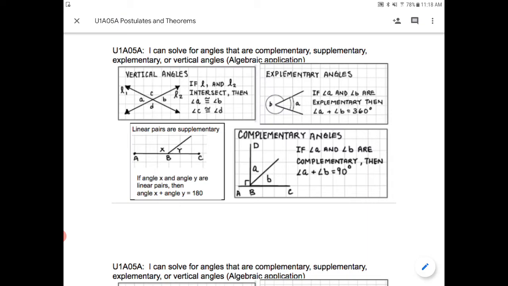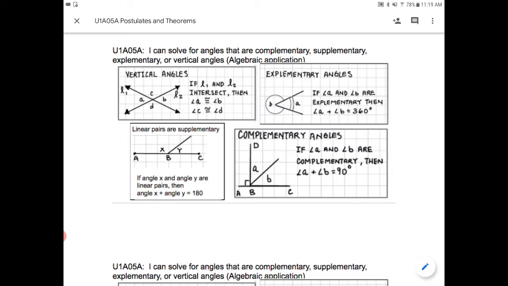A linear pair is supplementary. So there are actually 2 vocabulary words in there. A linear pair is 2 angles that form a straight line. And supplementary simply states that 2 or more angles add up to 360. I'm sorry, 180. So supplementary, again, 2 or more angles that add up to 180. So in this case, a linear pair, x and y, will add up to 180.